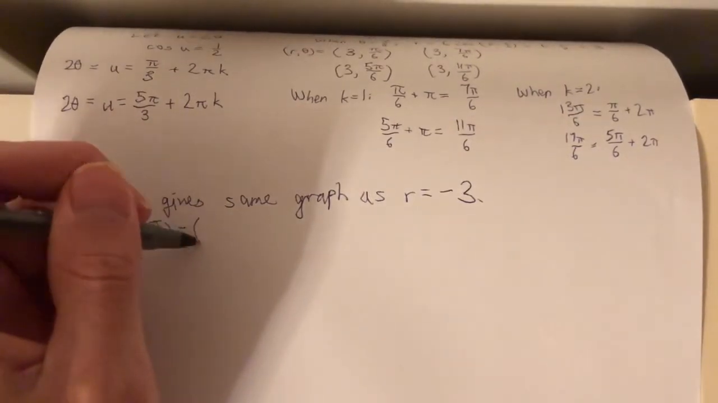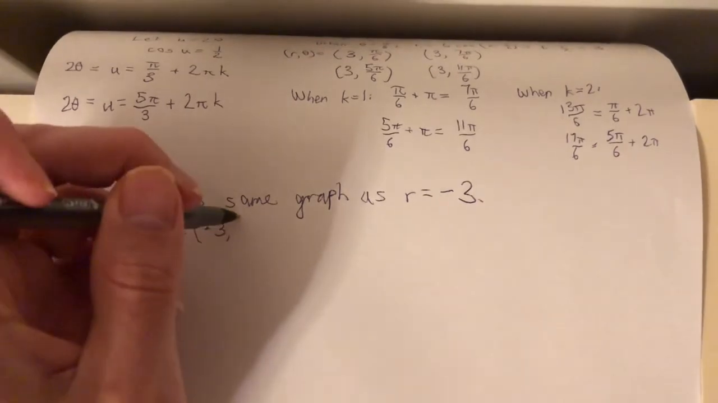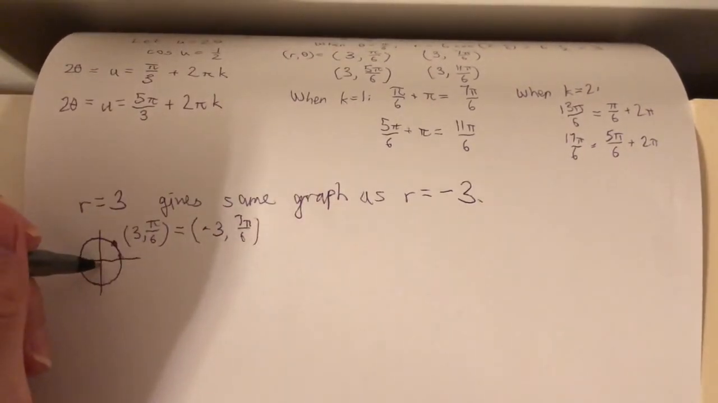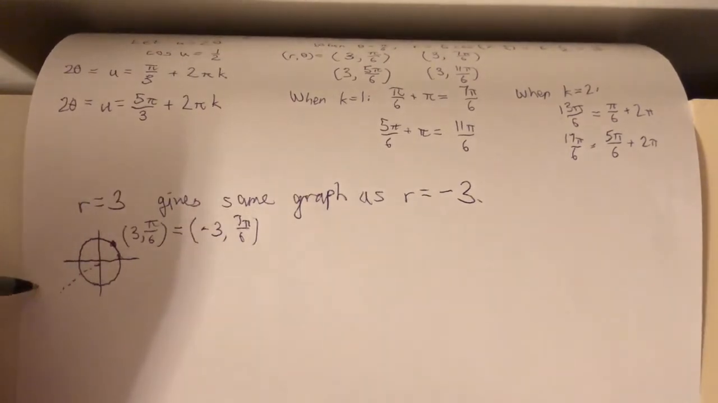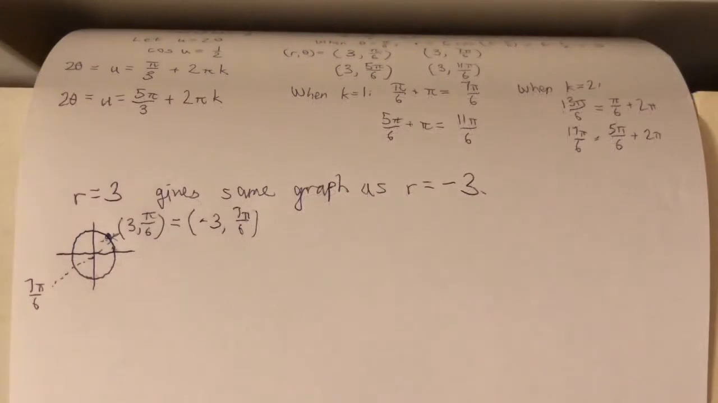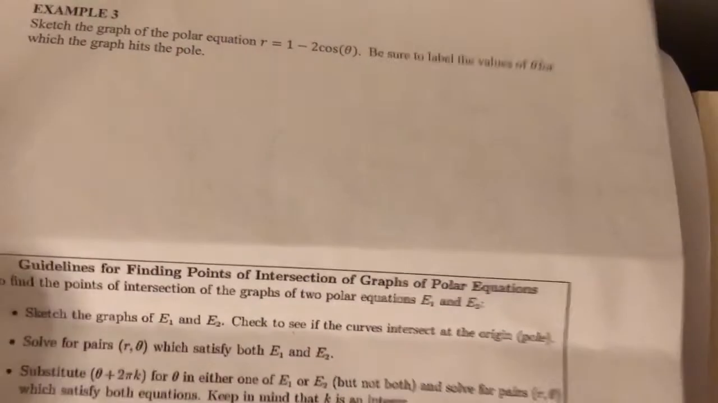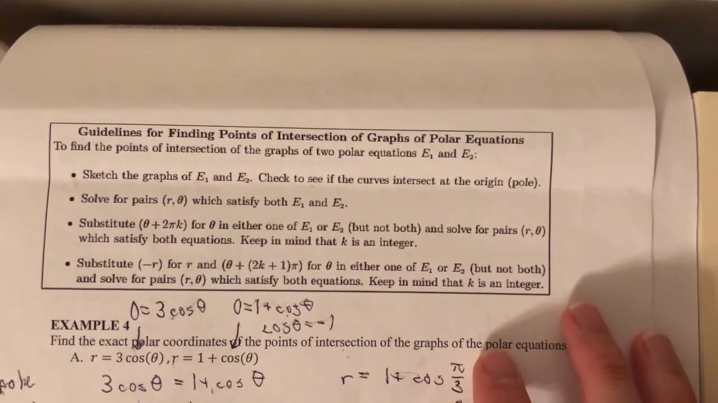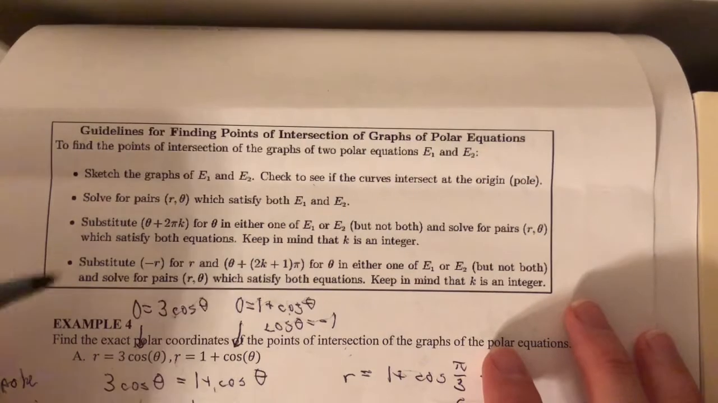But this is also the same point as (-3, 7π/6). 7π/6 would be the angle in the third quadrant in the opposite direction. So this sort of thing is the source of one of the guidelines that we talked about for finding the points of intersection of polar equations.